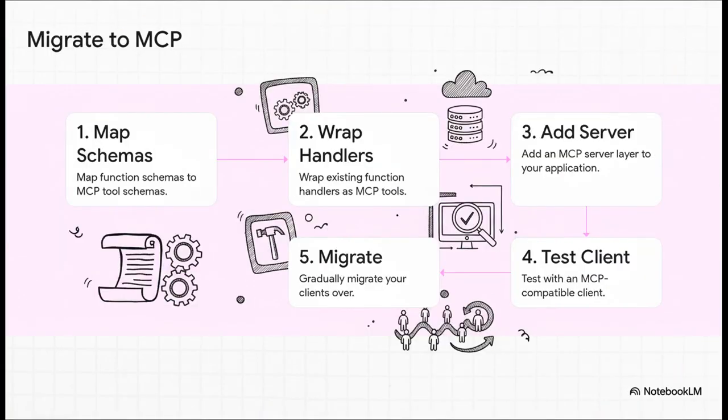And hey, if you started out with function calling and now you're feeling a little boxed in, don't worry, you're not stuck. There's a really clear migration path. You can map your existing functions to MCP's tool schemas, wrap your code, add an MCP server, and then slowly and safely migrate your apps over. It's an evolution, not a painful revolution.